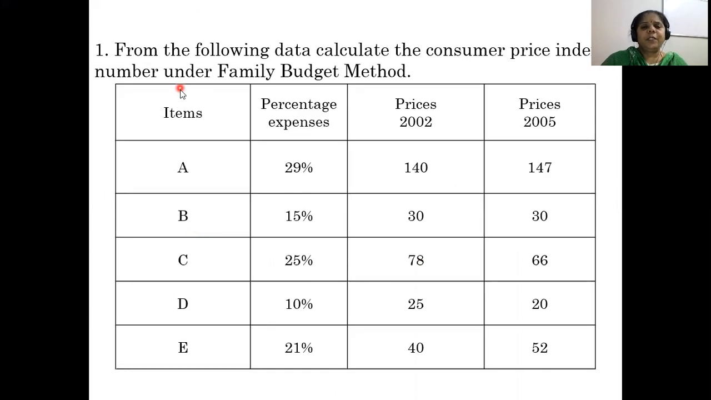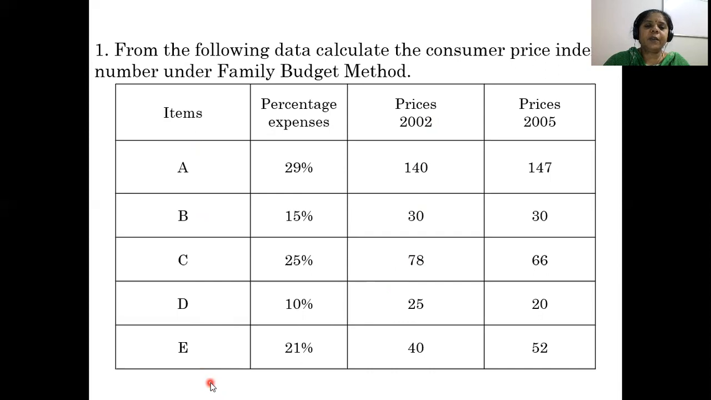Okay, so this is the problem. From the following data, calculate the consumer price index number under the family budget method. So under the family budget method, we have to calculate the consumer price index number. This type of question you may expect for Section B. Okay, students, for Section B, you can expect this type of question.